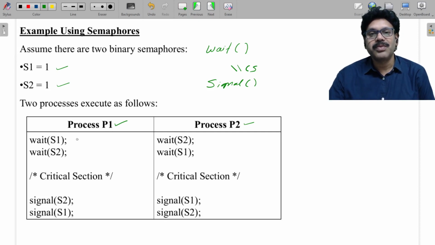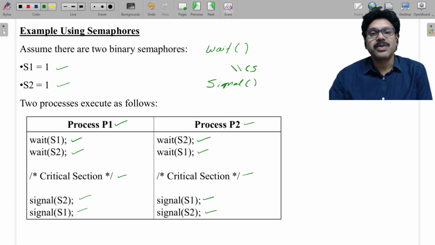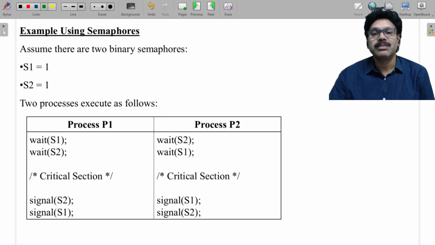Process P1 is asking for wait of S1, then after that wait of S2, two semaphores. After that the critical section. Then while leaving, signal of S2 and signal of S1. Process 2, if you look at the other side: wait of S2, wait of S1, critical section, then signal of S1 and signal of S2. If you observe this piece of code, it looks like a normal semaphore, with the wait and signal functions being used properly.